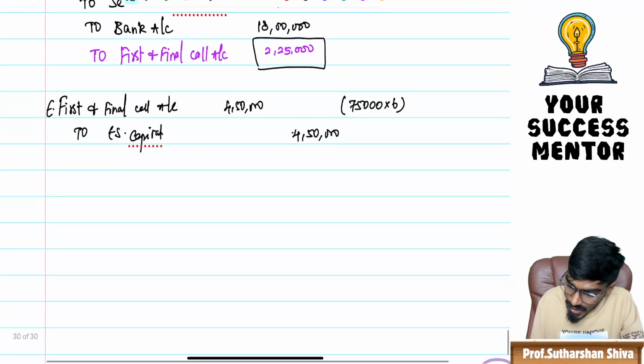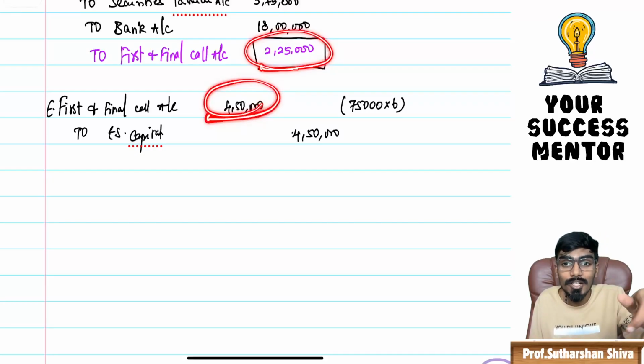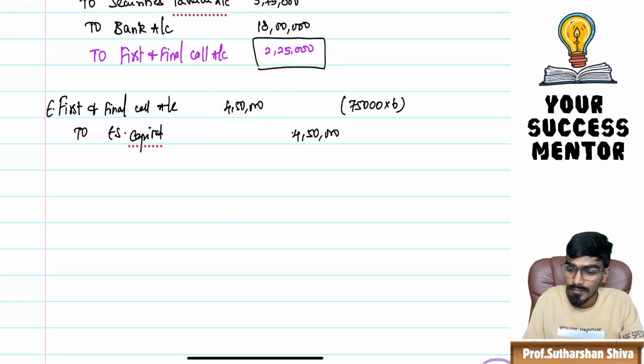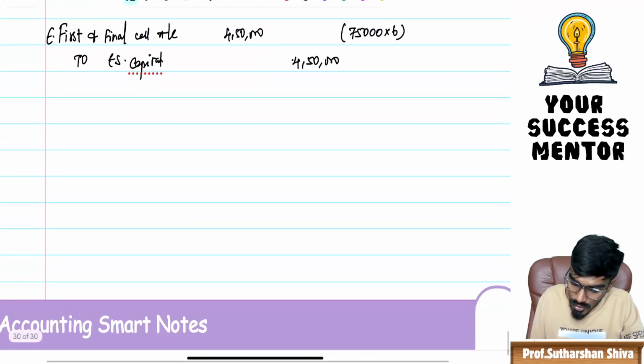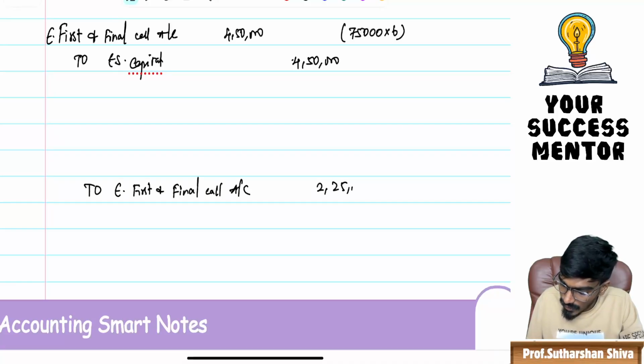Immediately after this entry, credit 2 lakh 25, debit 4 lakh 50. How much is excess on the debit side? 2 lakh 25, sir. So what is the journal entry you should pass? First, credit equity share first and final call. Don't reverse directly to the extent of 4 lakh 50. You just need to reverse it to the extent of 2 lakh 25.